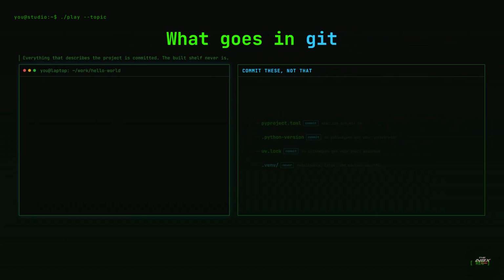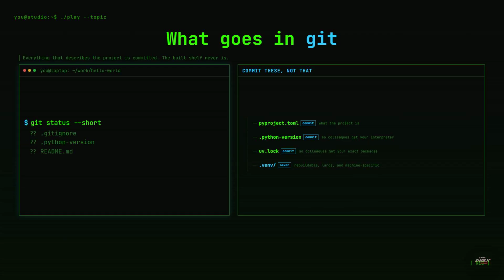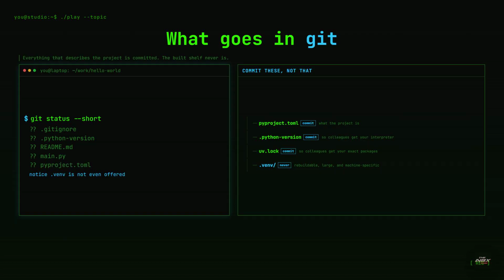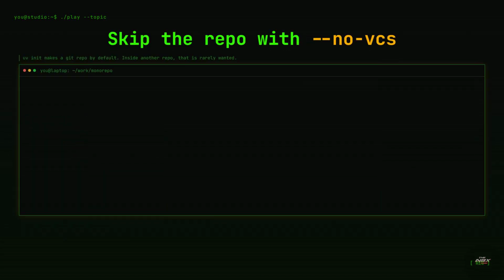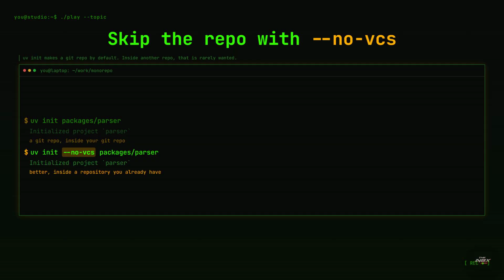One more thing worth doing on day 1. uv init made a Git repository for you, and now is the moment to decide what belongs in it. The project file, the pin, and the lockfile all go in. The environment folder does not, because UV already excluded it on your behalf. And if you'd rather not have a Git repository at all, --no-vcs skips it. Small thing, but worth knowing before UV creates a repository inside a repository and your version control starts behaving strangely.